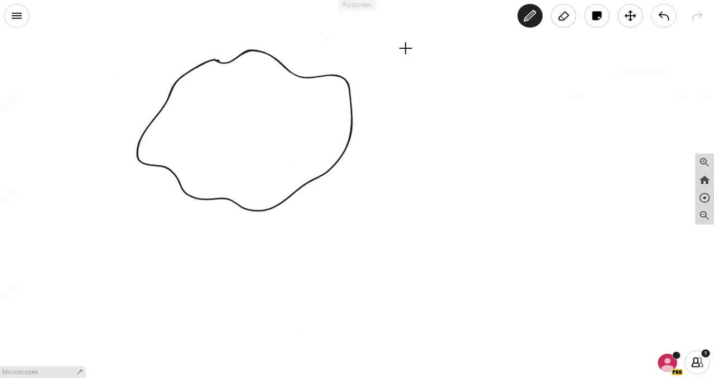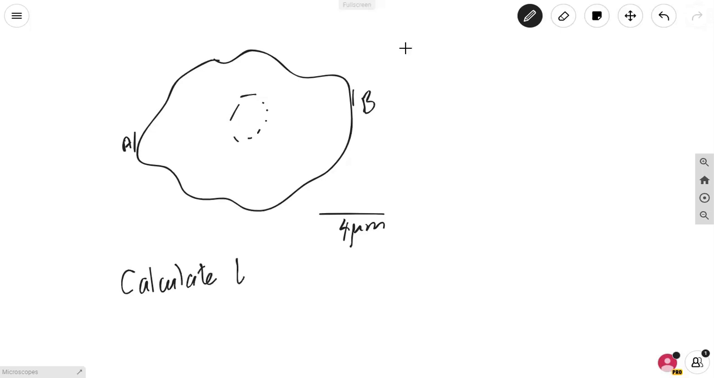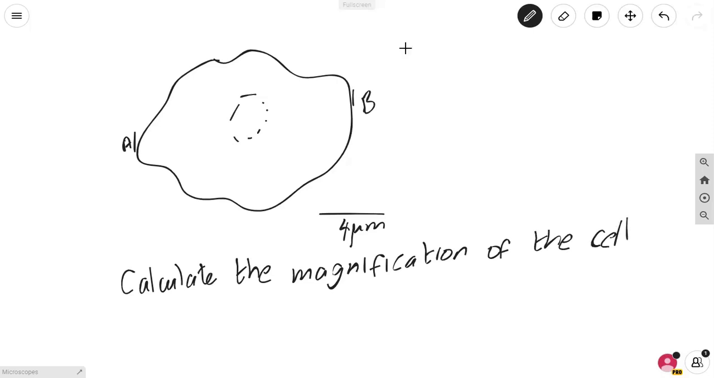Sometimes they give it to you slightly differently. So for example, maybe I'm going to draw a cell. I'm not going to draw all of the organelles in. So like that, and I'll have A to B. And then I'll have a little scale bar here. And I'll say that scale bar is 4 micrometers. And I will say to calculate the magnification of the cell. That's possibility number 1.